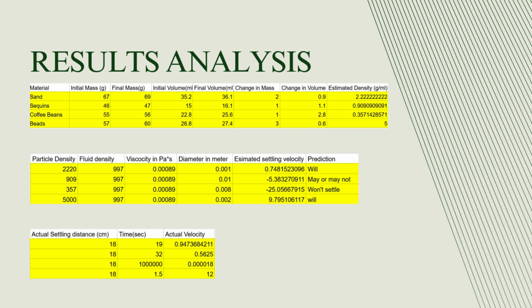As for our results between particle properties and settling behavior, let's look at the data we collected. According to our measurements, when we compared these observed settling velocities with our theoretical predictions using Stokes' Law, we found some interesting discrepancies. For example, our equation predicted sand would settle at 0.07 centimeters per second, but we observed a rate of 0.95 centimeters per second. These differences highlight important real-world factors that affect sedimentation beyond the idealized conditions of Stokes' Law.